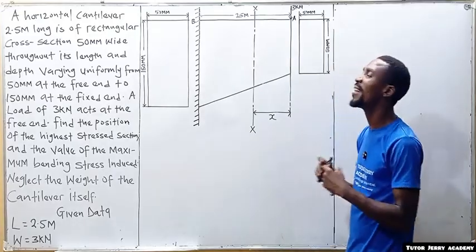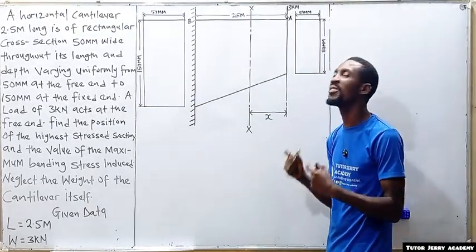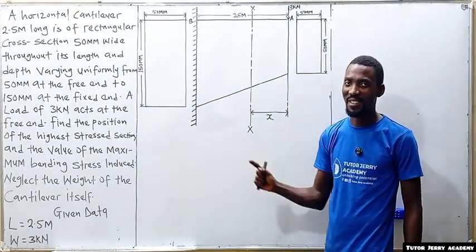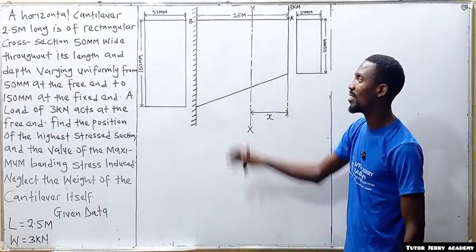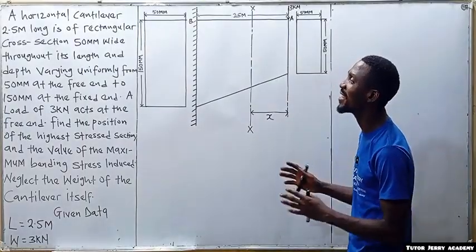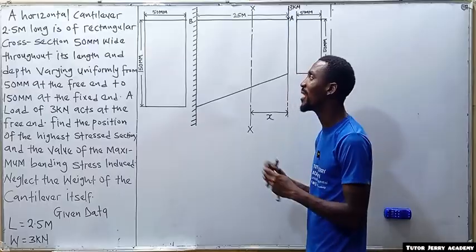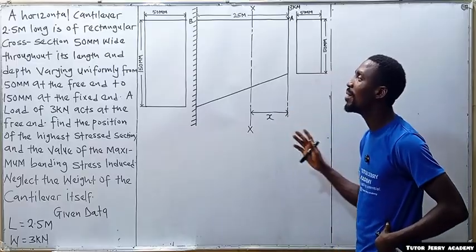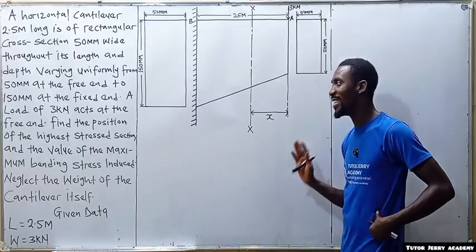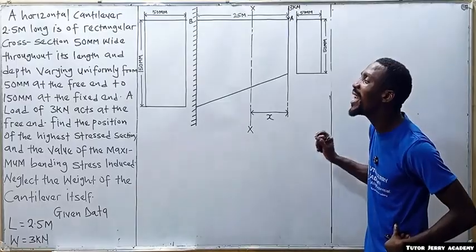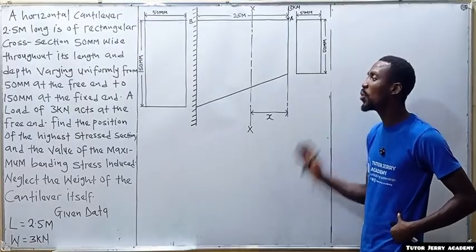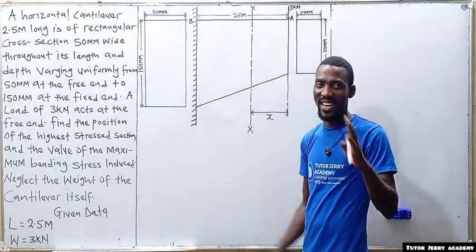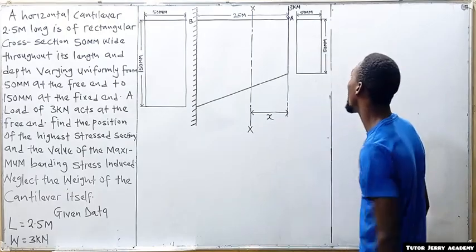All right, let's solve another interesting question under reinforced cement concrete. We have not got into design yet. The question says a horizontal cantilever of 2.5 meter long is of rectangular cross section 50 mm wide throughout its length and depth varying uniformly from 50 mm at the free end to 150 mm at the fixed end. Hold on, let's explain that part.